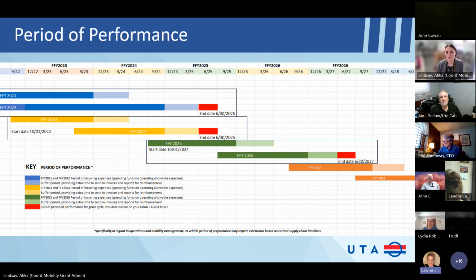Next question. Is the fleet manager reimbursed at the capital match levels of 80 to 20? No, that would be an operations project, 50-50.